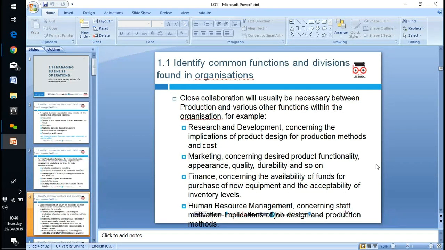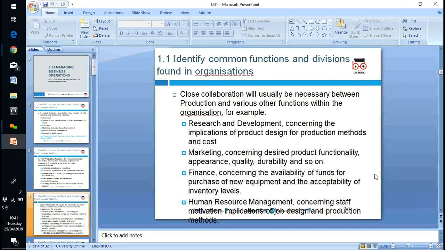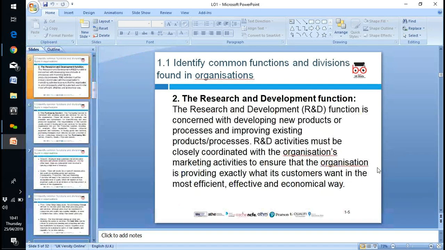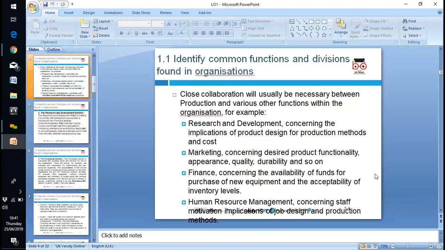Sometimes close coordination will usually be necessary between production and various other functions. R&D will be involved, marketing, finance concerning the availability of funds for purchase of new equipment and for the acceptability of inventory levels. And again, human resource management concerning staff and the different motivation, information, or job design and production methods.